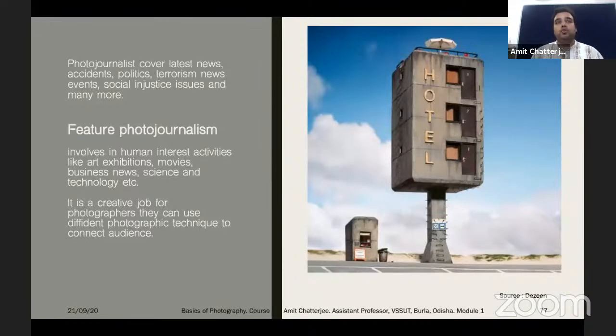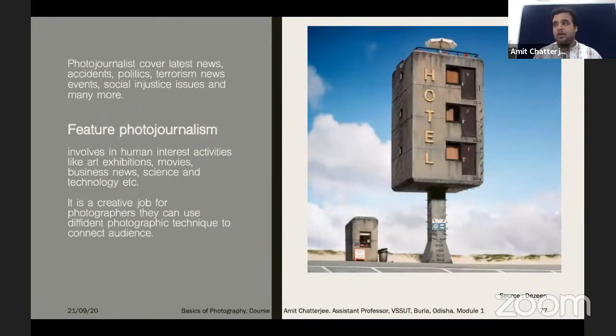But what we are looking into is, for example, if there is something that is bothering you, if there is something that you want to convey to the people, if there is some story you want to tell people about, and you want to click a photograph which conveys the best thing about it, feature photojournalism is the way. So it basically involves human interest activities like art exhibitions, movies, business news, science and technologies, architecture. It is a creative job for photographers, who can use different photographic techniques to connect to the audience.